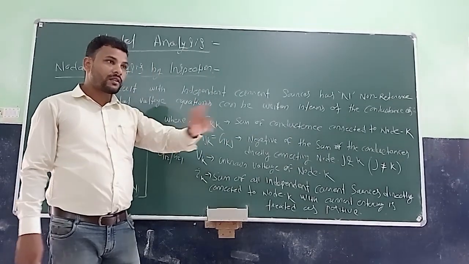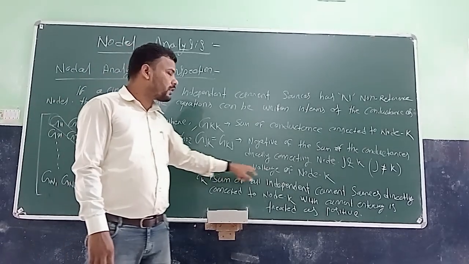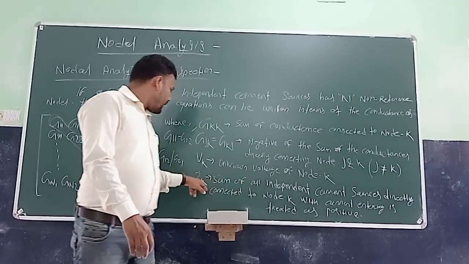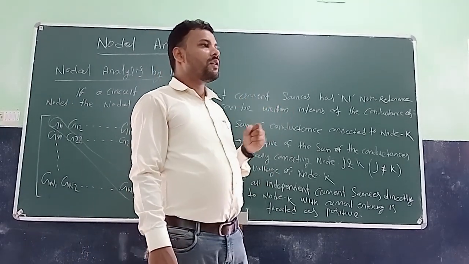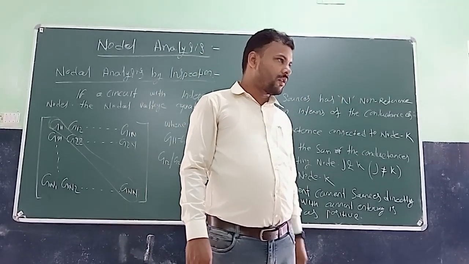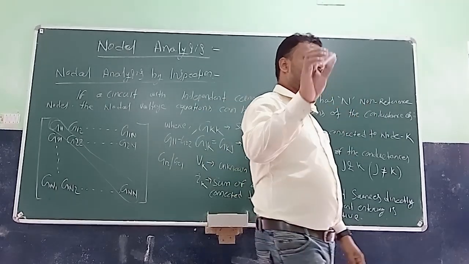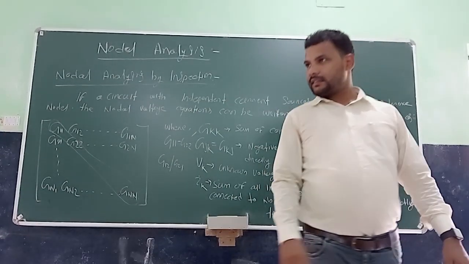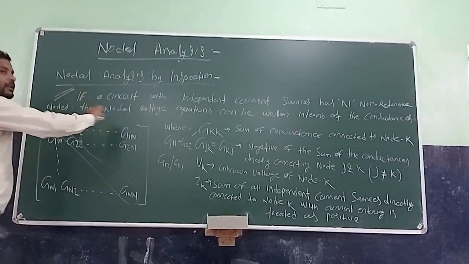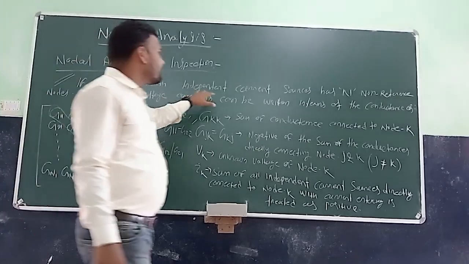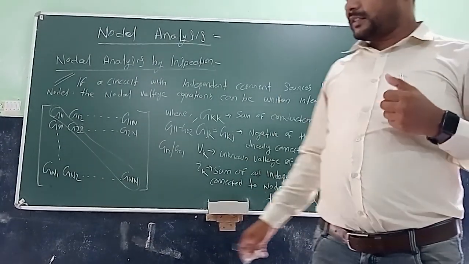Where J not equal to K. Then VK is the unknown voltage of a node, and on the right side we get the sum of all independent current sources connected to node number K. Entering current is taken as positive and leaving current is taken as negative. This is all about nodal analysis by inspection. When we solve a problem based on inspection, you will get more idea about this.